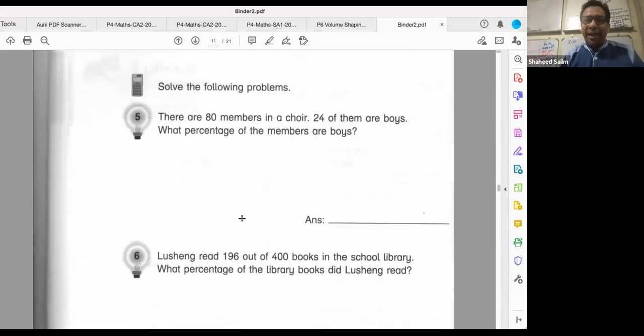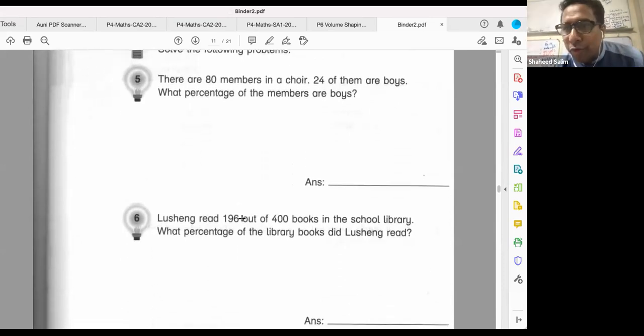Okay, anyway, now we try. Just take the fraction and times by 100. You'll get your answer.